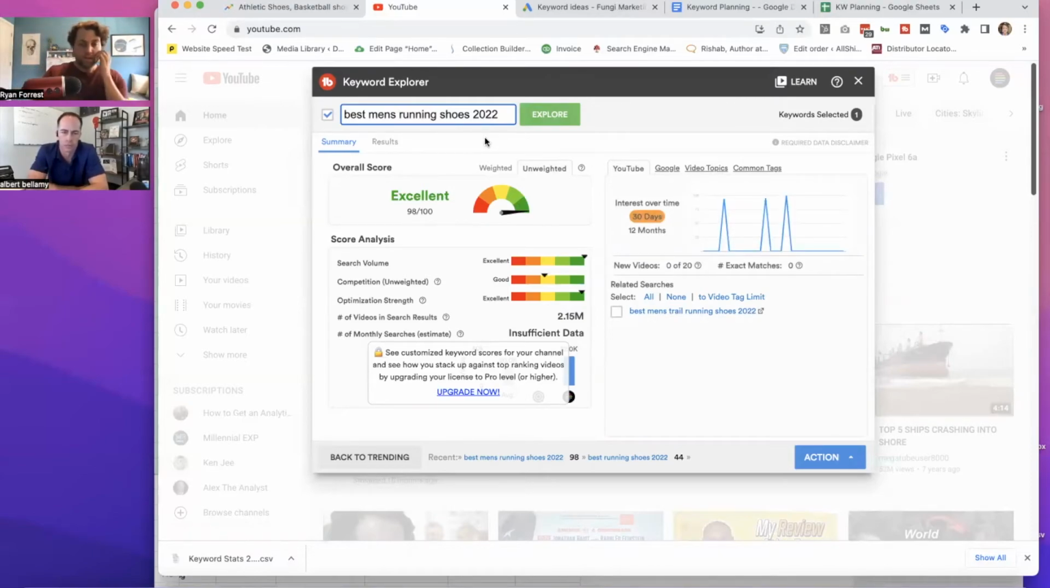Yep. Just by adding the word men's, we're making it a longer tailed keyword, and our overall score went to excellent. There's still a lot of search volume, there's not as much competition, and the optimization strength is really high.